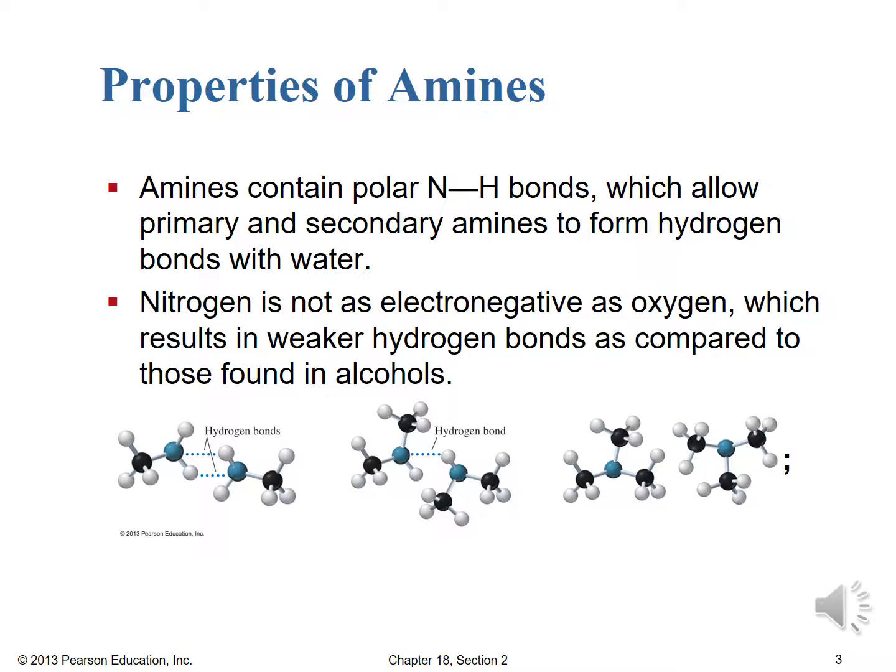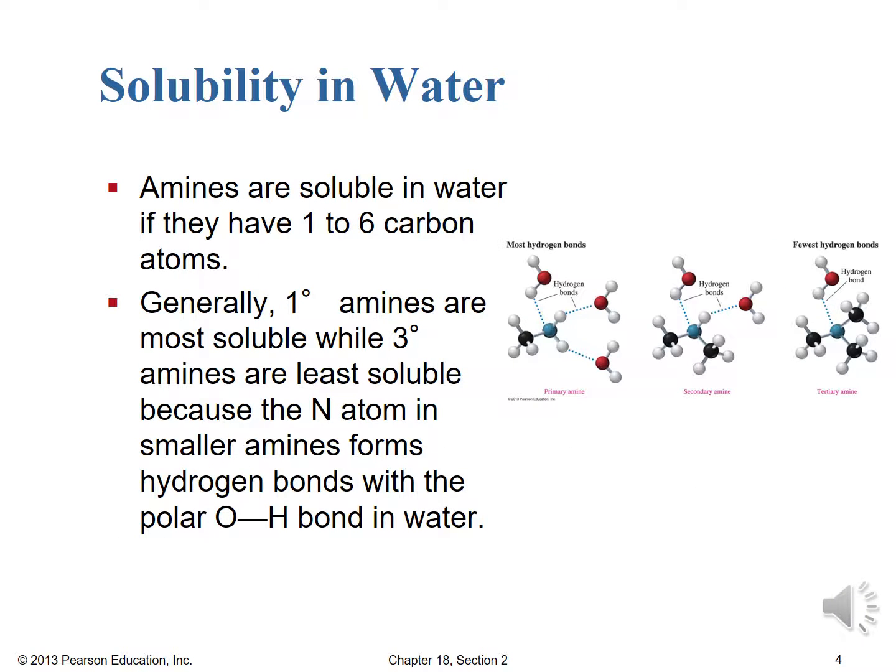but not as significant hydrogen bonding either with themselves or with water as compared with the alcohols. So since we've already mentioned it, solubility in water, amines are soluble in water in general if they have 1 to 6 carbon atoms, although you do have to be careful about that because it depends on how those carbon atoms are distributed. So generally primary amines are most soluble while tertiary amines are least soluble because the nitrogen atom in the smaller amines forms hydrogen bonds with the polar OH group in water.